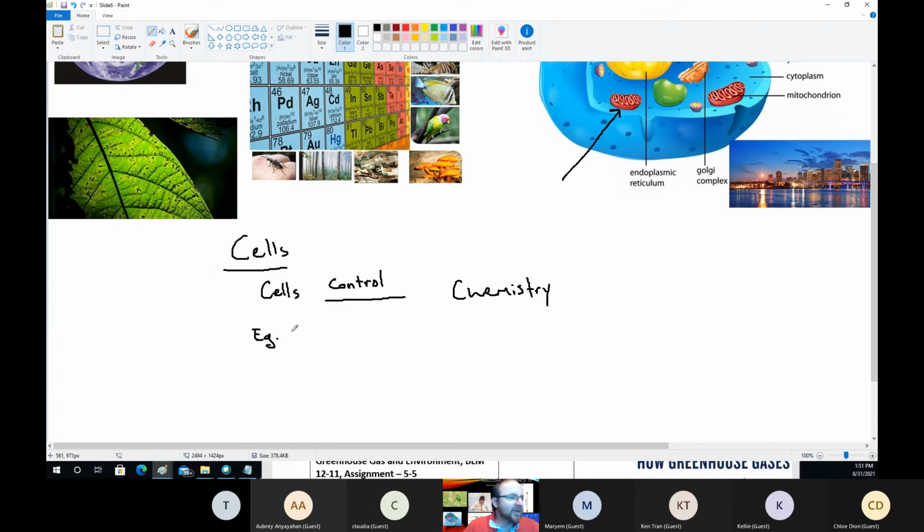They control chemistry. For example, the leaf controls this chemical reaction, carbon dioxide. So you need to know how to say that word and how to write the formula for that. Carbon dioxide is going to combine with water. So writing this out, and again, make sure you've got a notebook. You definitely need a dedicated notebook for this course.